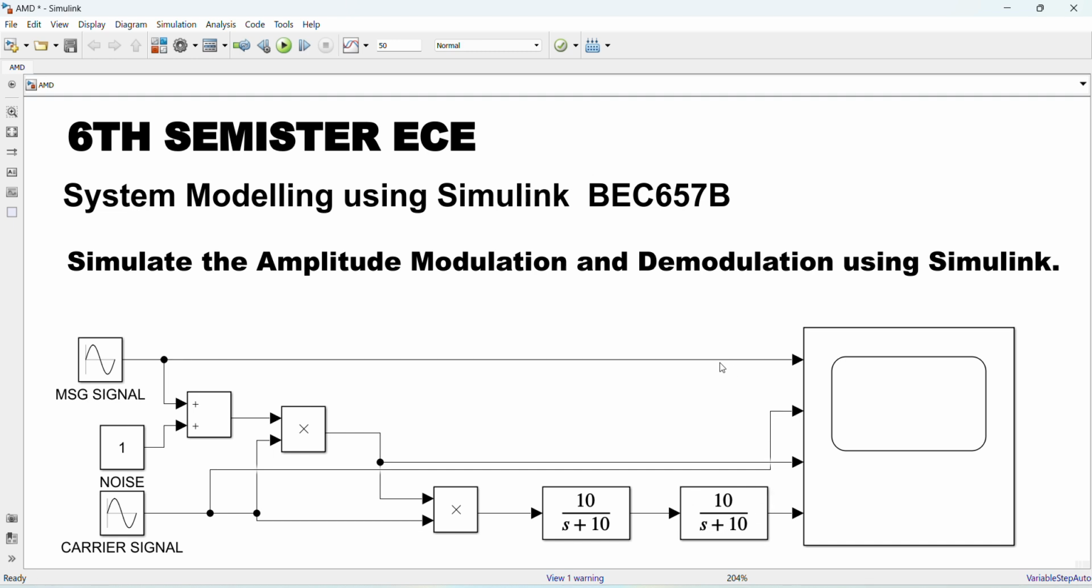Here, we connect the message signal to the first block of the scope. Then this is the carrier signal. This one is the amplitude modulation signal. This one is the demodulated signal. Let's check the output waveforms.